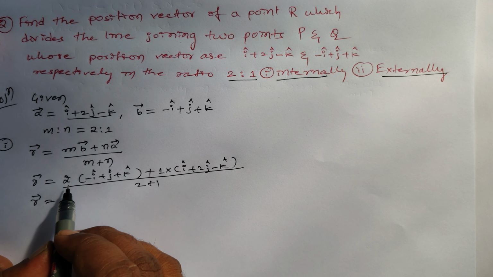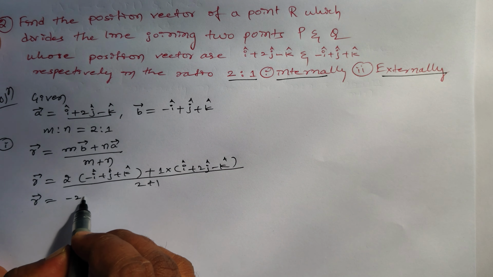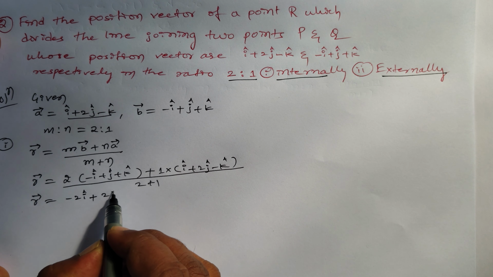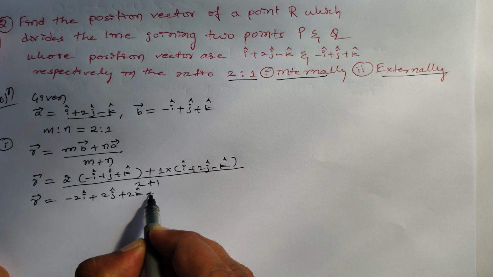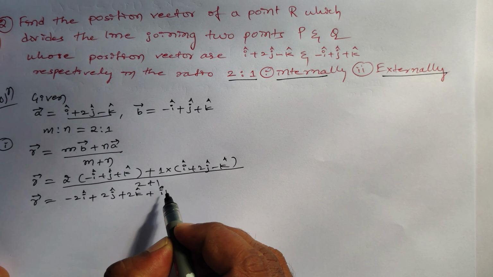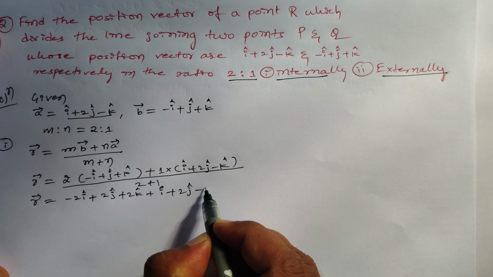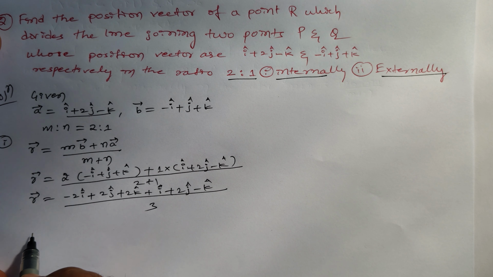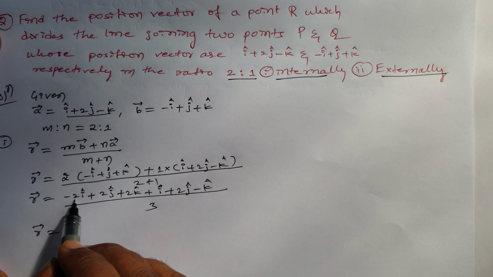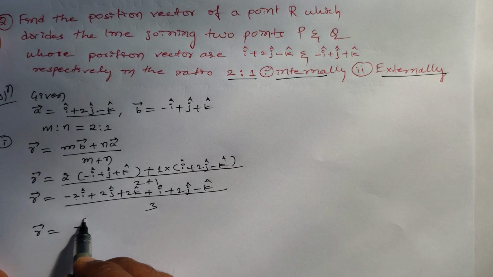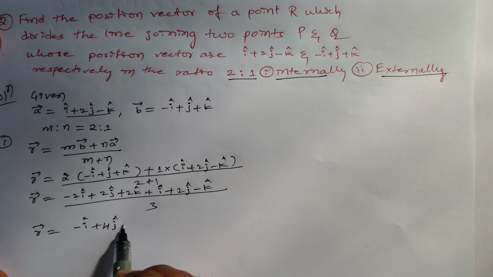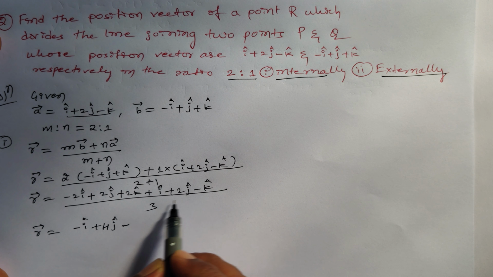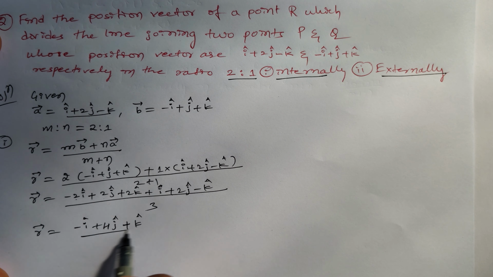2 plus 1, right? Inside, minus 2i plus 2j plus 2k. 1 into i becomes i. Next plus 2j minus k cap divided by 2 plus 1 is 3. So r vector equals minus 2i plus i becomes minus i, plus 2j plus 2j becomes 4j. Next plus 2k minus k becomes k cap, divided by 3. This is internal.